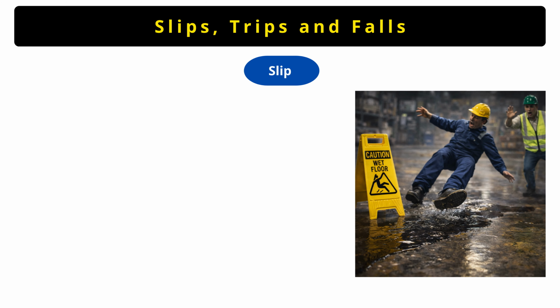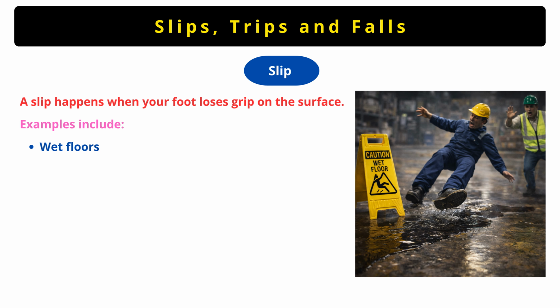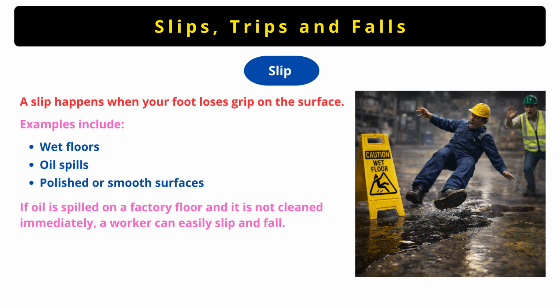First, slip. What is a slip? A slip is a type of hazard. It happens when your foot loses grip. When your foot does not get proper grip on the surface, you lose control and slip. For example, a wet floor. If a person walks on a wet floor, their foot will not get proper grip and they will lose control and slip. Other examples include oil spills and polished surfaces. Let's understand with a real example. If oil is spilled on a factory floor and not cleaned, a worker can slip there. So now you understand what a slip is.